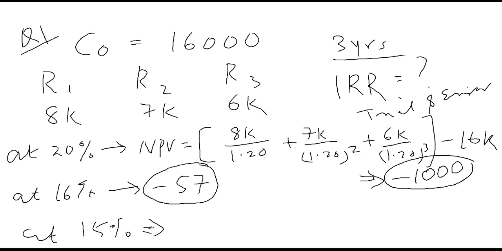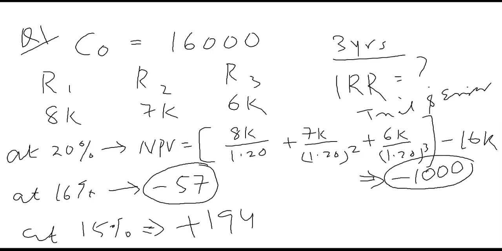Tell me the NPV at 15%. 194.62, so it is 194. You got one positive, one negative. Now tell me what is your range? Ma'am, 194 and minus 57. Not the NPV value. Range means percentage. Your range is 15 to 16%.